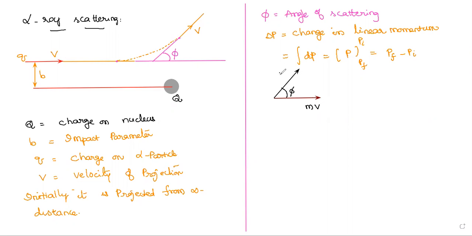This is mv, and it comes out after penetrating with the same magnitude of velocity. In this case, change in linear momentum means P final minus P initial, so we have to change the direction of the initial one to get minus. So here I am taking P final as usual, and here I am taking P initial like this.